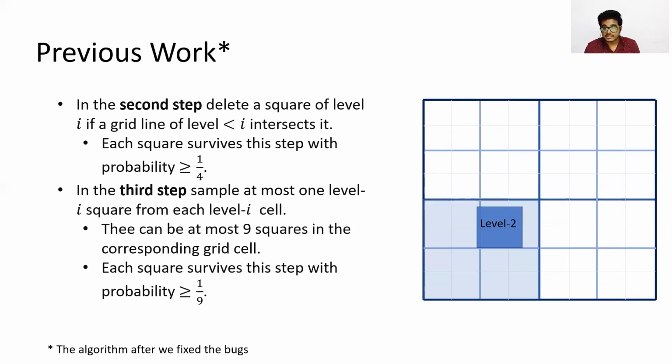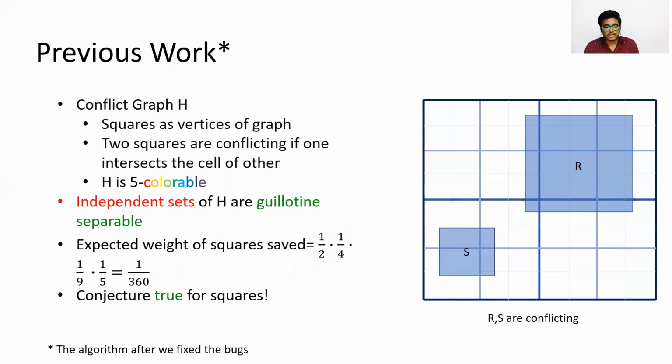And again, this step is a very weak sampling. We can actually sample inversely proportional to the area of the square. Then that will give better constants. Instead of 1 by 9, we'll have something like 1 by 4 point something. Yeah. So anyway, we do this sampling step, the third sampling.